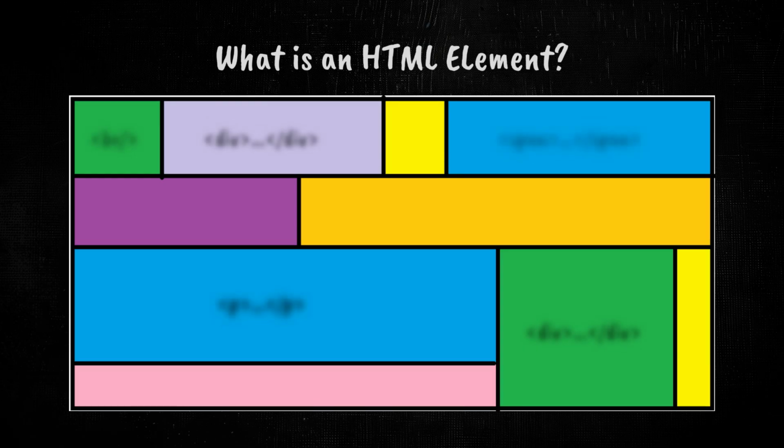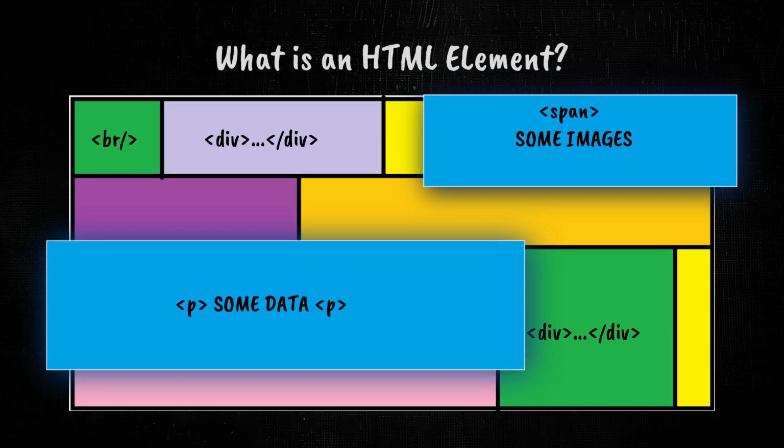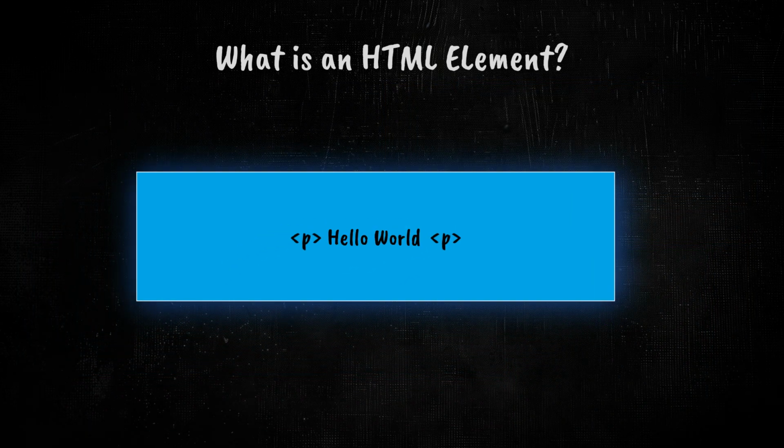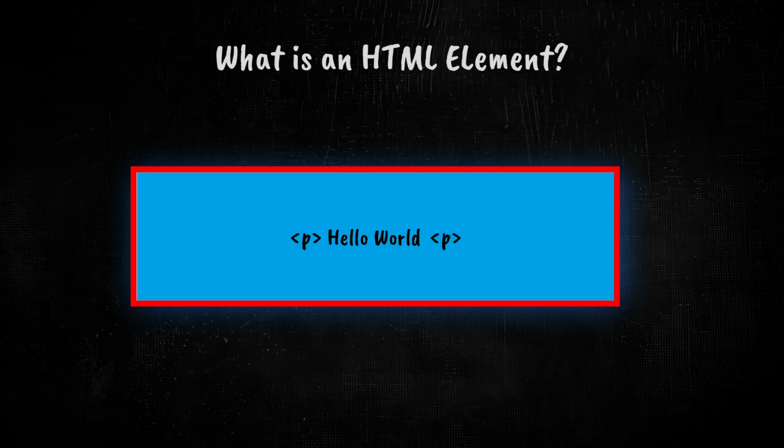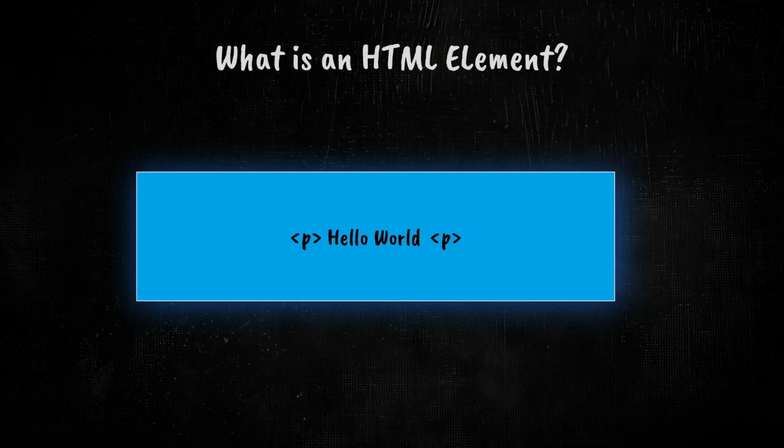HTML elements are the basic building blocks of the HTML documents. They are like containers that hold some data, the data which is used to build the website. You can picture it like a box or container, a container that holds some stuff inside it. We create these containers or elements using things called tags.